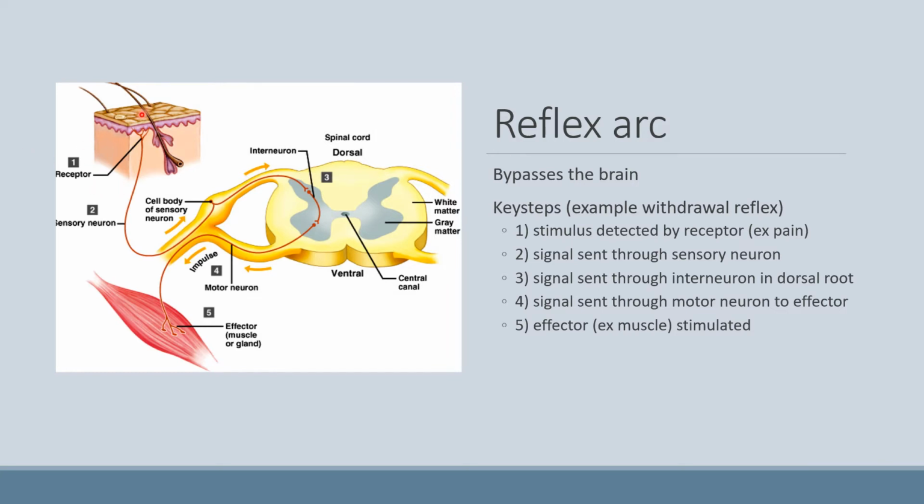So you got your sensory signal, which is detected by the receptor. The nerve impulse travels through the sensory neuron, sends a signal to the interneuron, which sends another nerve impulse, sends a signal to the motor neuron, which sends a nerve impulse to the effector, which is a muscle.